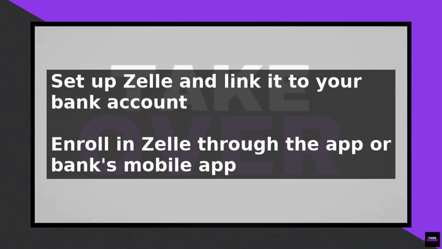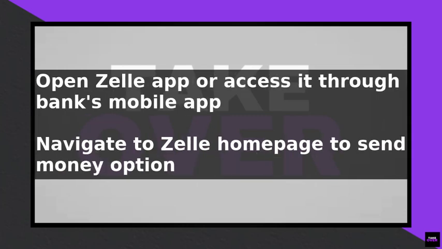Once you have Zelle set up, open the Zelle app or access it through your bank's mobile app. Navigate to the Zelle homepage, where you will see the option to send money. Select this option to begin the process of sending money to yourself.